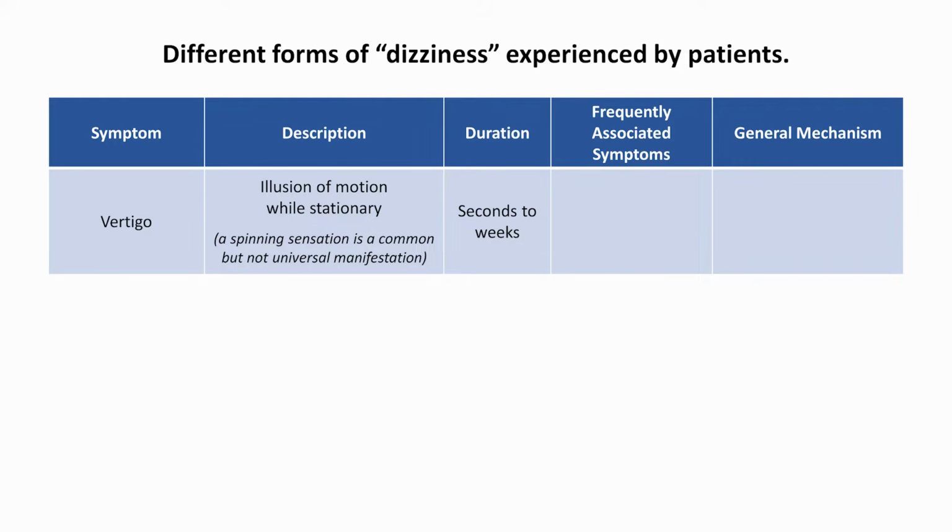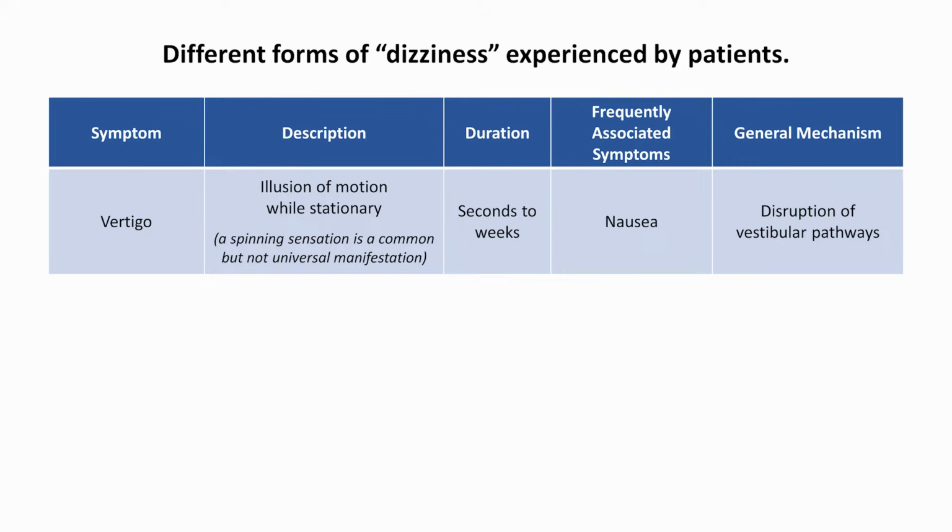The most frequently associated symptom is nausea, and the general mechanism by which vertigo occurs is a disruption of vestibular pathways, which can happen in the inner ear, along the course of cranial nerve 8, within the vestibular nuclei in the brainstem, or within the cerebellum.